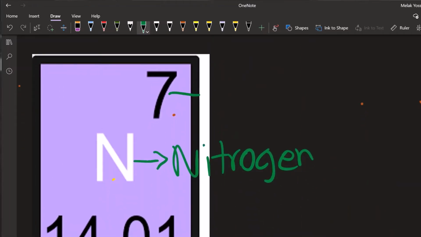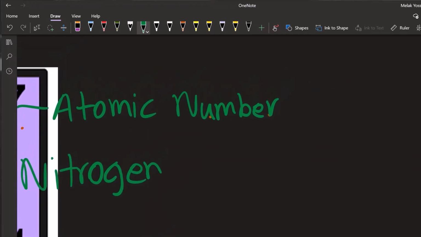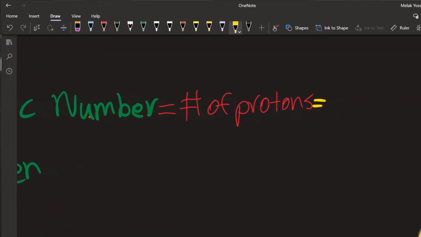Now, the top part is called the atomic number. An atomic number represents the number of protons an atom has. So, in a neutral atom, this can also help us find the number of electrons. Since the atomic number is equal to the number of protons, it is reasonable to assume that in a neutral atom the number of protons is equal to the number of electrons.